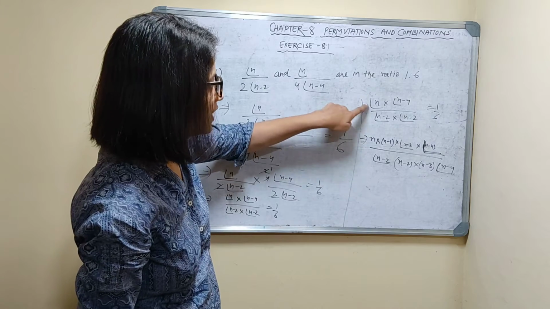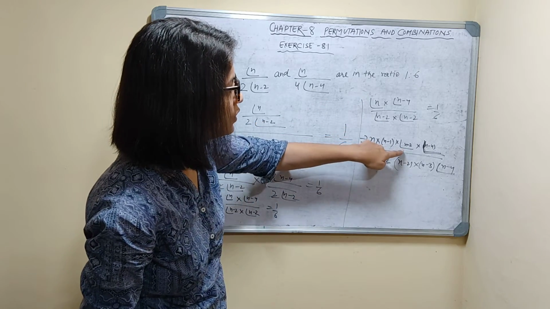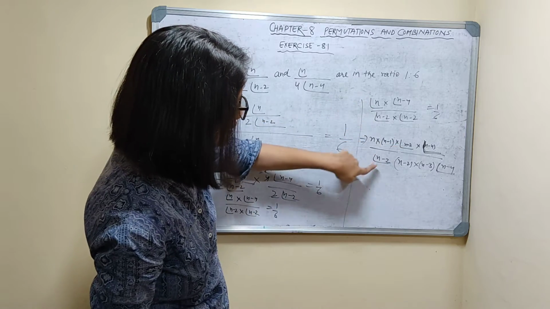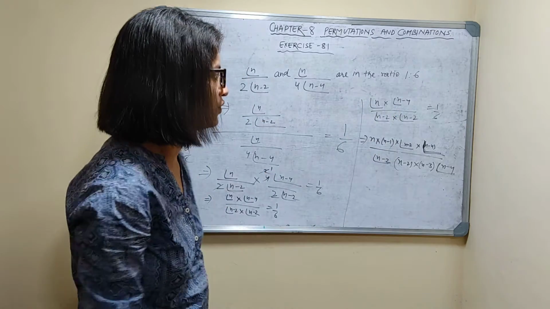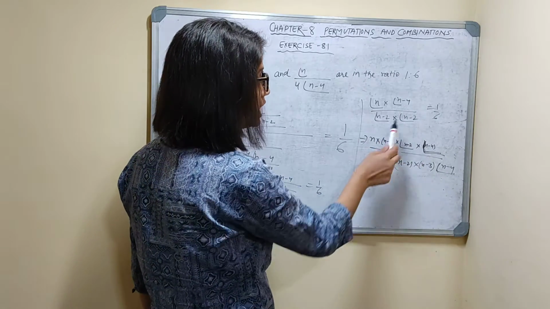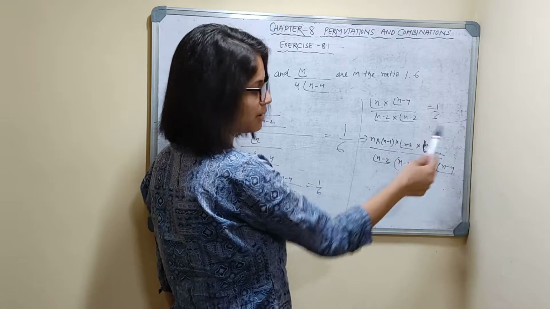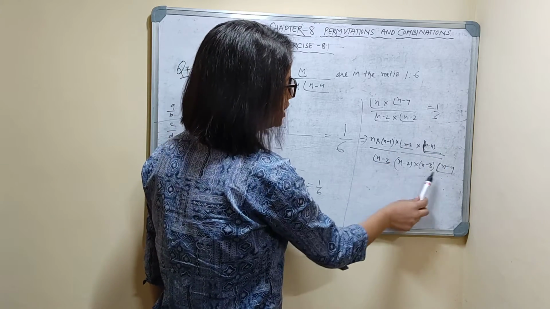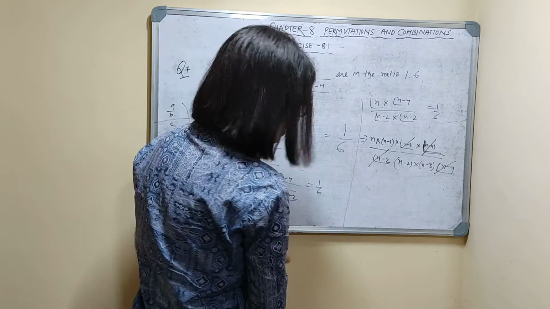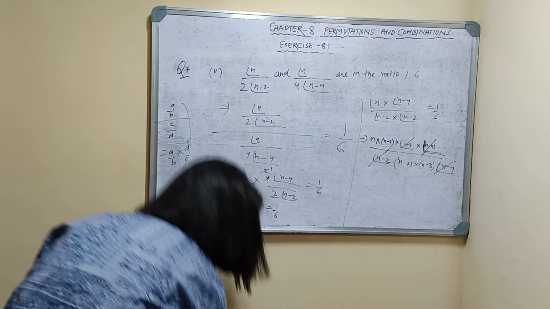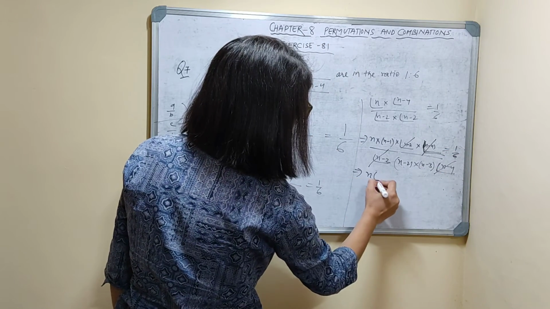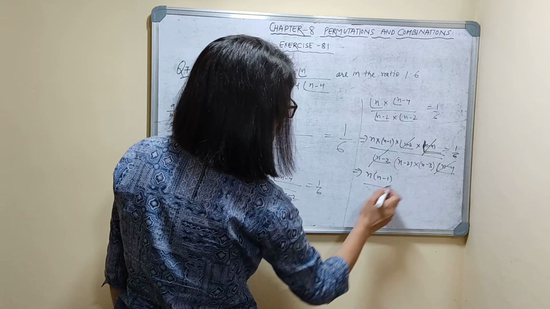See, this n factorial, I am writing n into n minus 1 into factorial n minus 2. So it can get cancelled, factorial n minus 2, and this can cancel n minus 4 factorial. Here it is n minus 2 factorial, so n minus 4 is n minus 4 factorial only. This n minus 2 I am writing reducing one by one: n minus 2 into n minus 3 into factorial n minus 4. So this and this get cancelled, this and this get cancelled. So you will get n into n minus 1 upon n minus 2 into n minus 3.